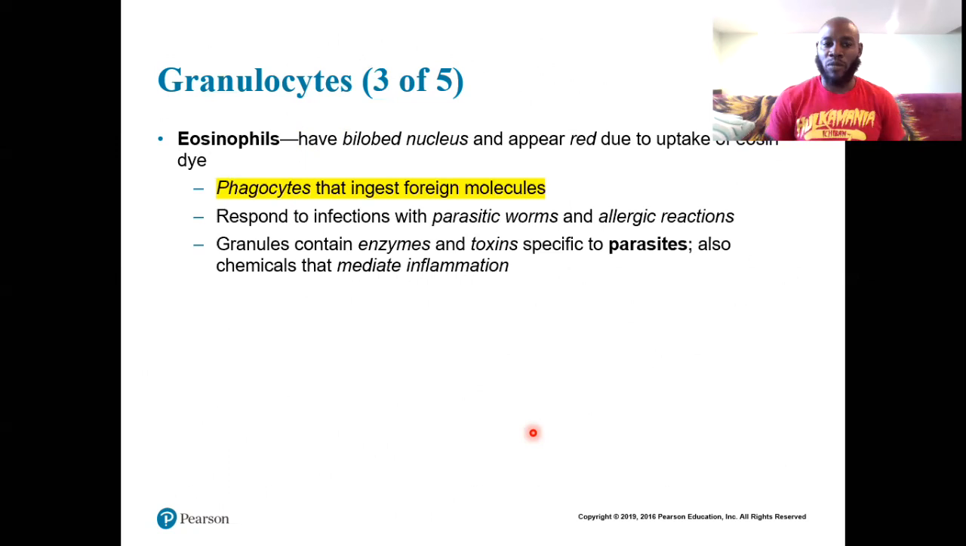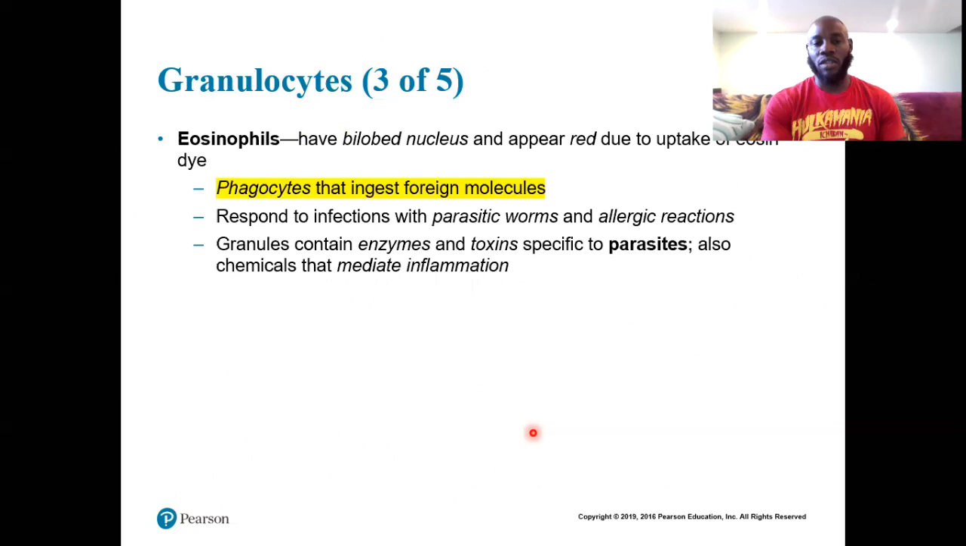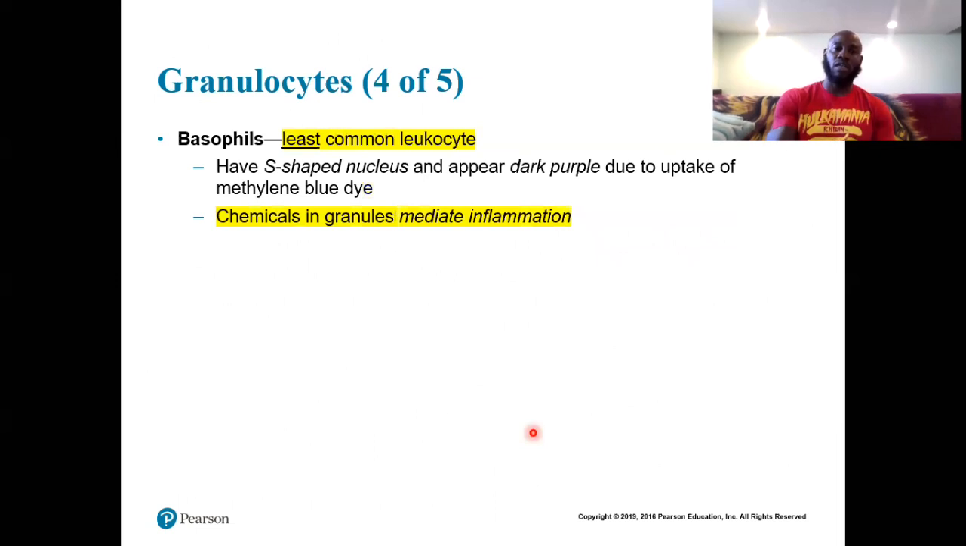So we have neutrophils, lilac color, most common granulocyte, most common leukocyte, and we have the eosinophils, which are going to digest foreign molecules, respond to infections, parasitic worms, allergic reactions. Granules contain enzymes and toxins specific to parasites. They also have chemicals that mediate inflammation. Inflammation is a huge topic, which we will discuss.